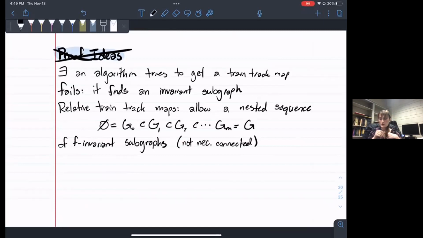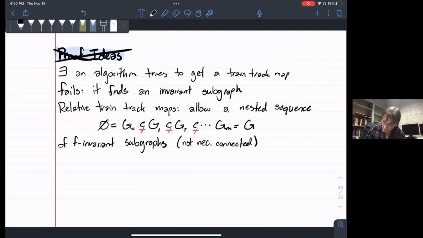But each one should contain, there should be proper nesting. Fine. So you can talk about what you add at each stage.